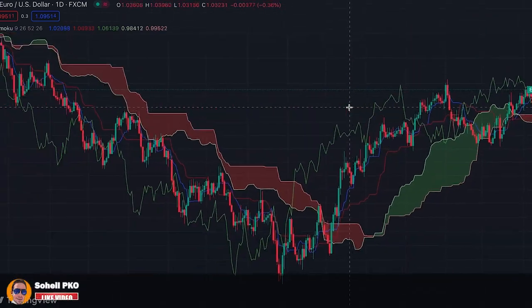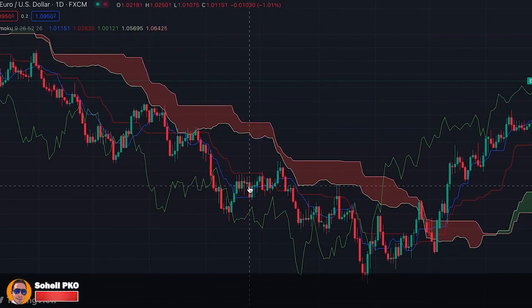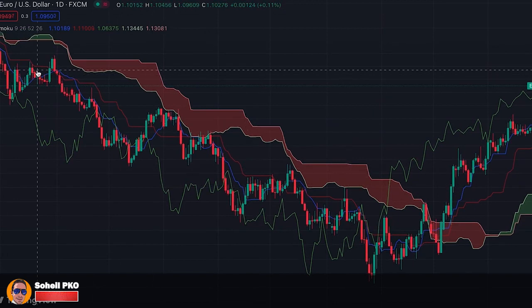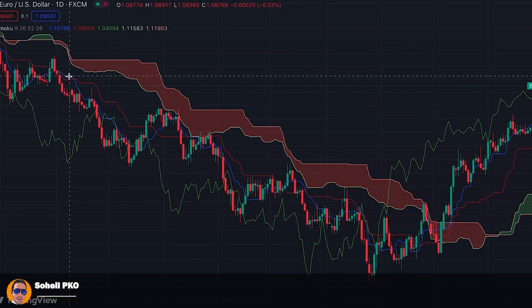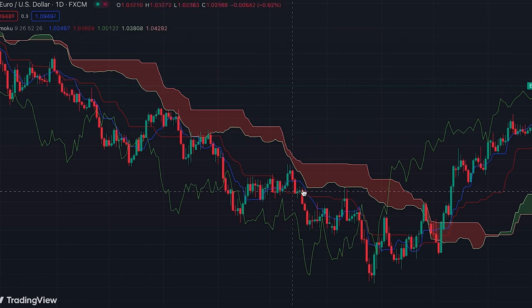Alright, now let's see how we trade based on the Ichimoku Cloud. When the price is below the cloud, it means that we are in a downtrend, so we must look for short position opportunities. When the blue line, the conversion line, crosses below the baseline, the red line, it's a sell signal. In other words, it's a signal for opening a short position.